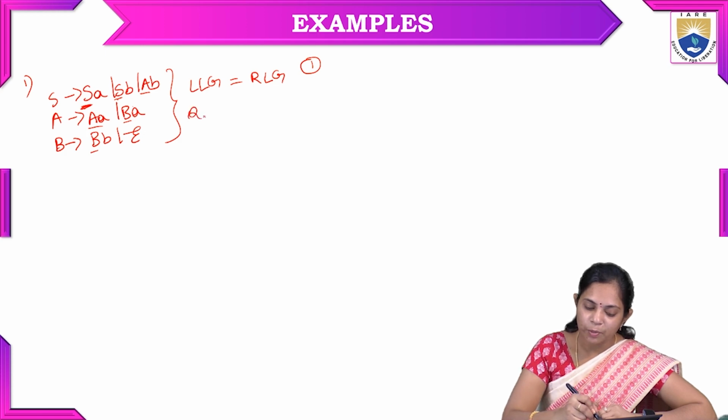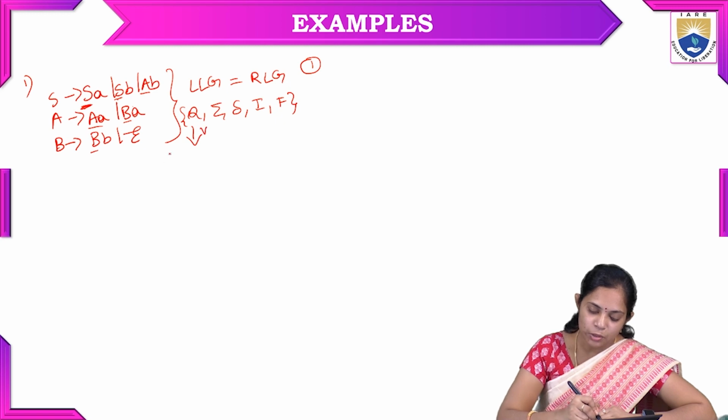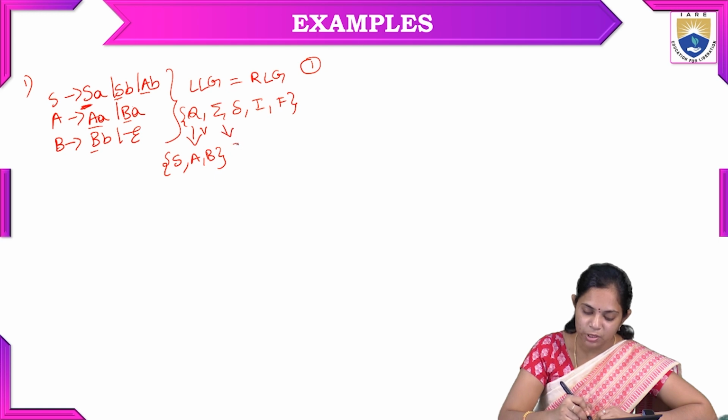We have to write the production rules. We have to write the transition requirements. So Q, sigma and delta, and initial and final states. So what are the states we have in this one? That is nothing but V. So those are all the non-terminals which are involved in this one. So what are the non-terminals here? S, A, B.